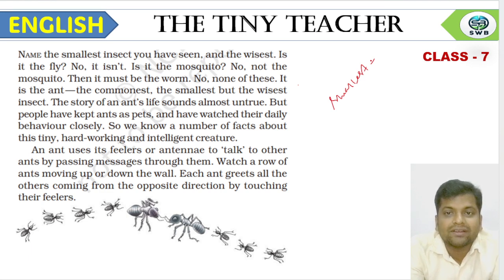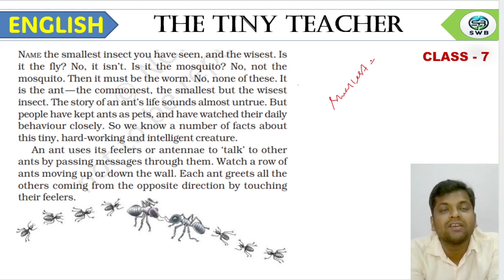In the second line, it asks us the question: is it the fly? No, it's not. Is it the mosquito? No, it is also not. Then what is it? Then it must be the worm. Do you think it is a worm? Worm means some creature, like the earthworm. No, none of these. So this is definitely an ant. Ant is the commonest. Common is the positive degree, commoner is the comparative degree, and commonest is the superlative degree.